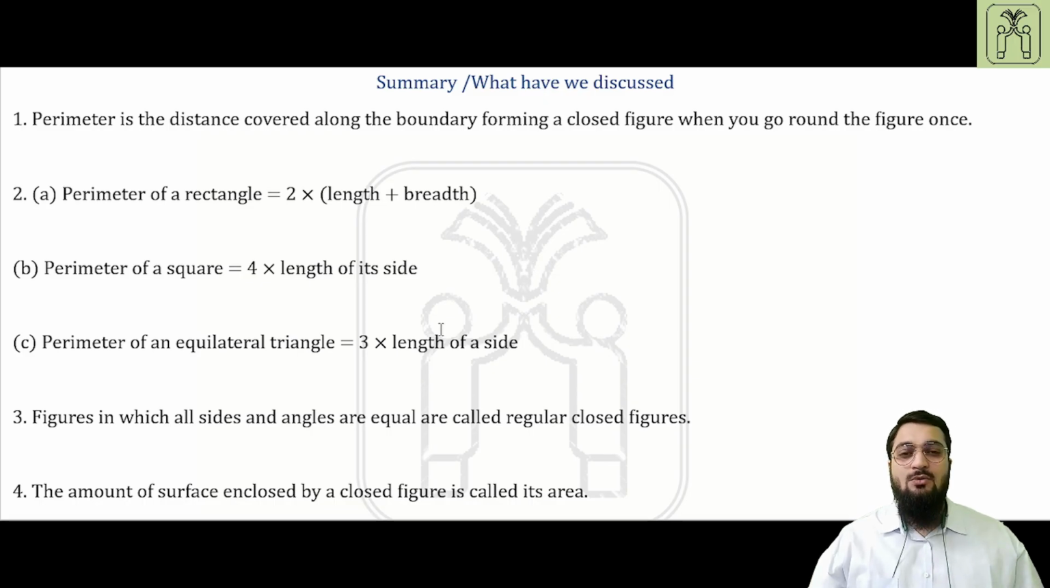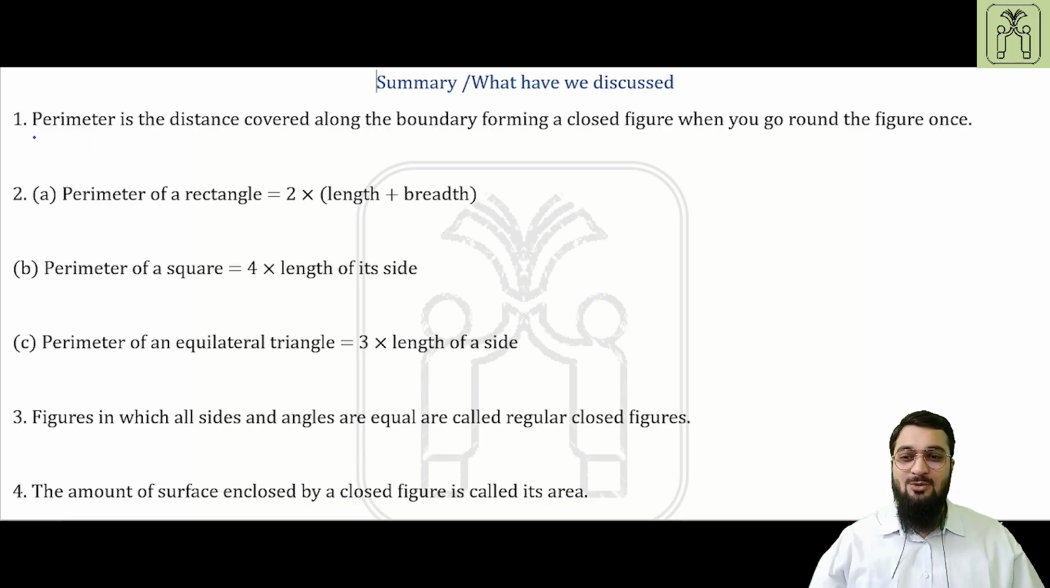So the summary of what we have discussed: the first objective is to revise the chapter. The second is to understand if we have missed any topic, concept, or formula. Starting from the first point, perimeter is the distance covered along the boundary, forming a closed curve when you go around the figure once.